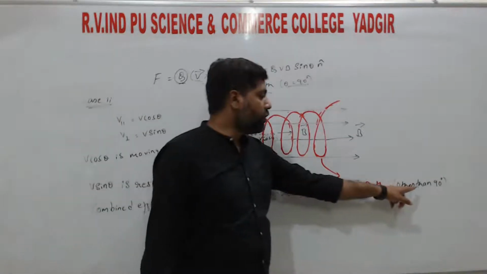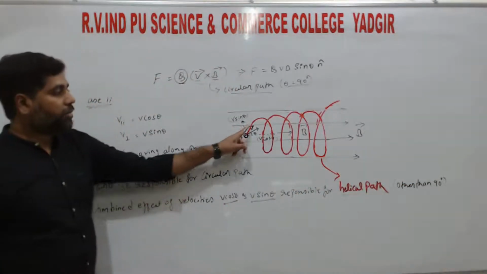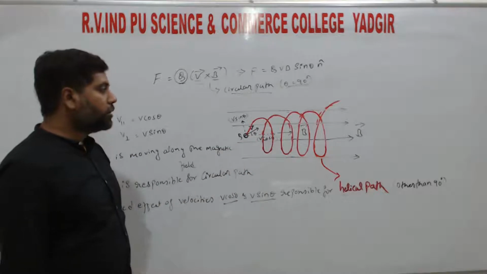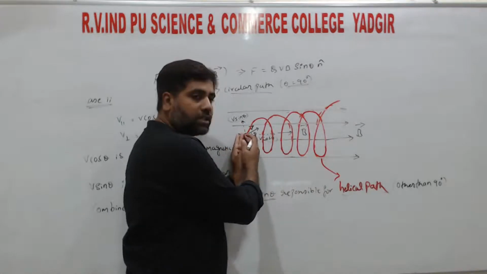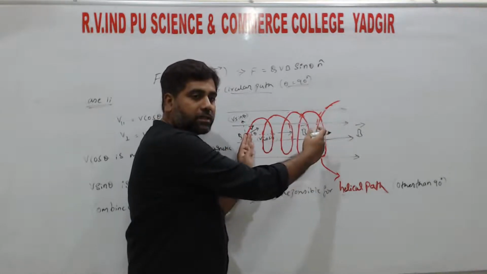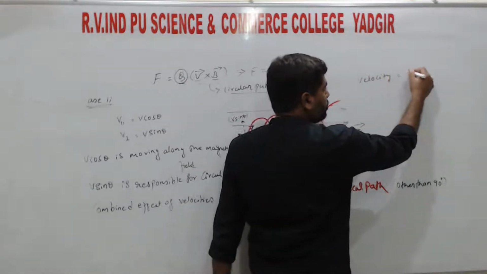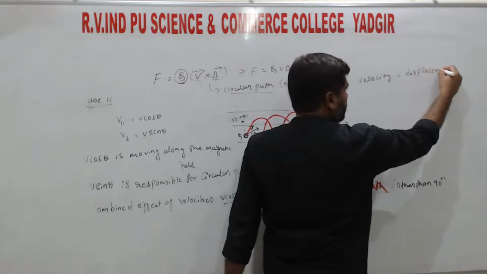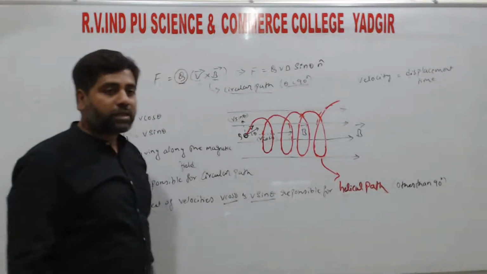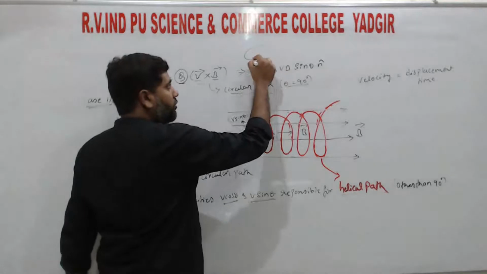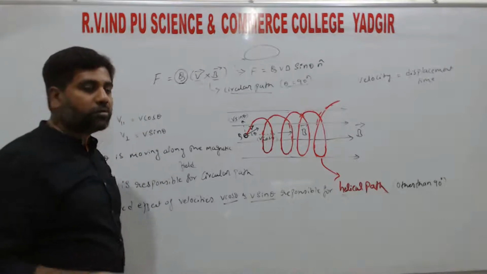That means the theta value may be 10 degrees, 20, 45, 60, so it can be any angle. In all such cases we get a helical path, right? As it is covering displacement, the charge is moving, which means it is displacing. So we have the relation that velocity is equal to displacement by time. This is again from the first year, displacement divided by time, right? So if we consider the circular path, when the charged particle moves perpendicular to the magnetic field, it traces the circular path, right?